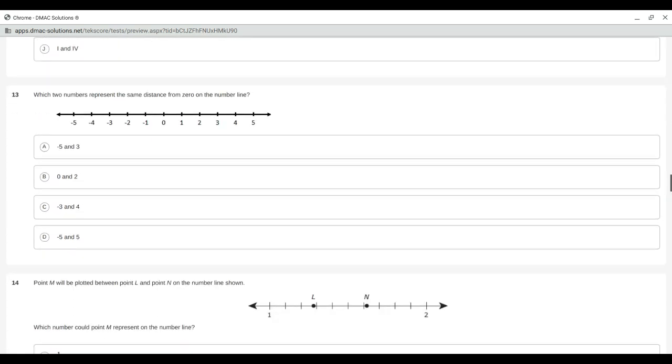Number 13. Which two numbers represent the same distance from 0 on the number line? A, negative 5 and 3. B, 0 and 2. C, negative 3 and 4. Or D, negative 5 and 5.